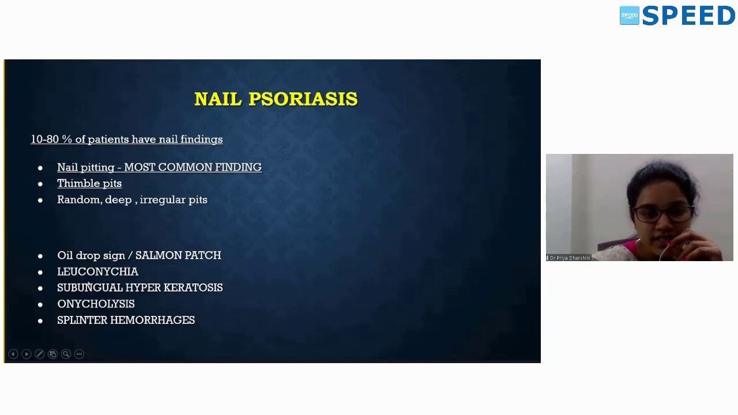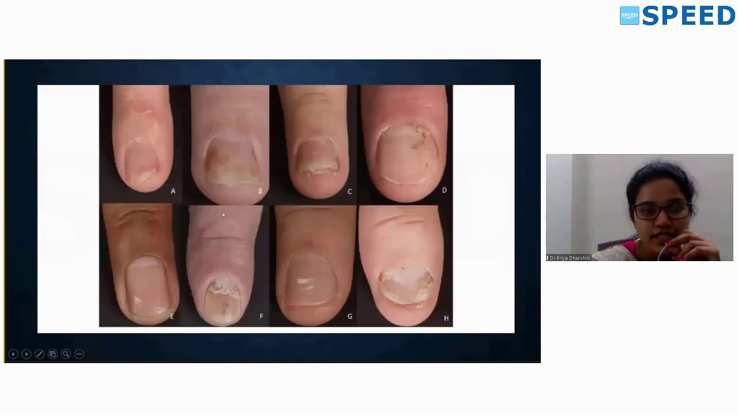Apart from this, other findings seen in nail psoriasis are leukonychia, whitish discoloration of the nail plate, subungual hyperkeratosis, which is hyperkeratosis under the nail plate in the nail bed area, and onycholysis, separation of the nail plate from the nail bed, and splinter hemorrhages. Multiple small pinpoint hemorrhages will also be seen.